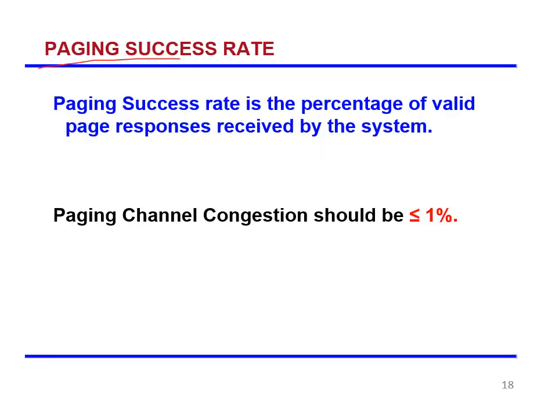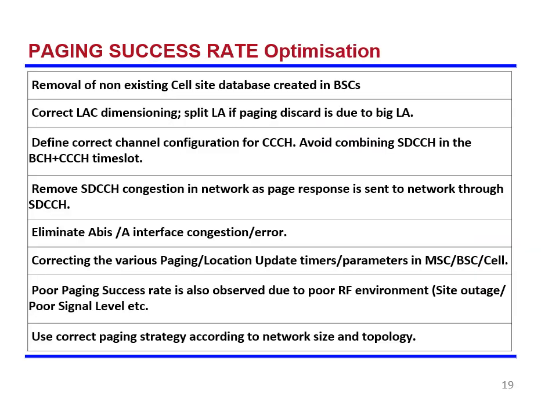Paging success rate. Paging success rate is the percentage of valid pages received by the system, and it should be great. Paging channel congestion should be as less as possible. So paging success rate should be greater than 99%, whereas congestion rate should be less than or equal to 1%. So these are the various steps for paging success rate.